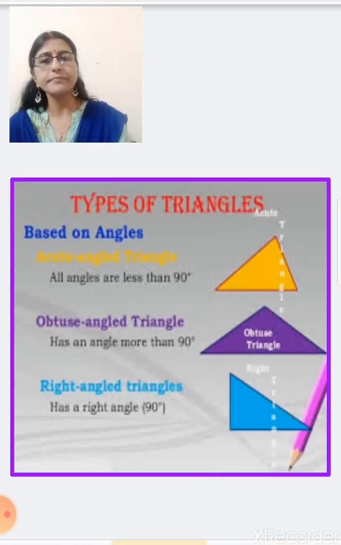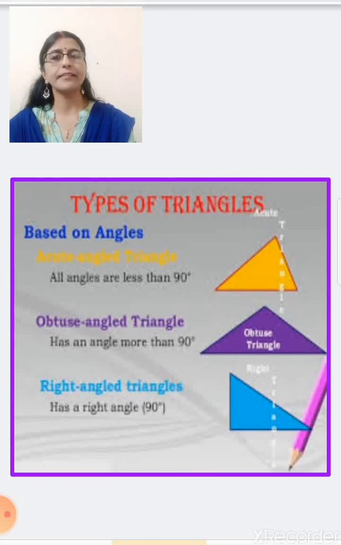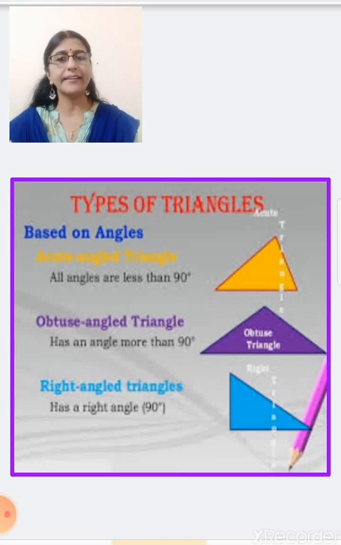Now, we will see this one based on angles. They are again divided into 3 groups. The first group is acute angle triangle. Here all the angles are less than 90 degree. You all know about acute angle. Acute angle means an angle whose measure is less than 90 degree. So here all the angles of the triangle will be less than 90 degree.